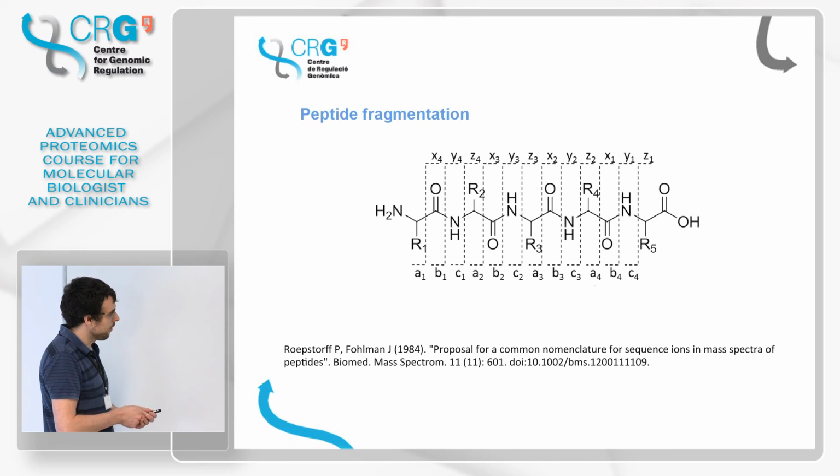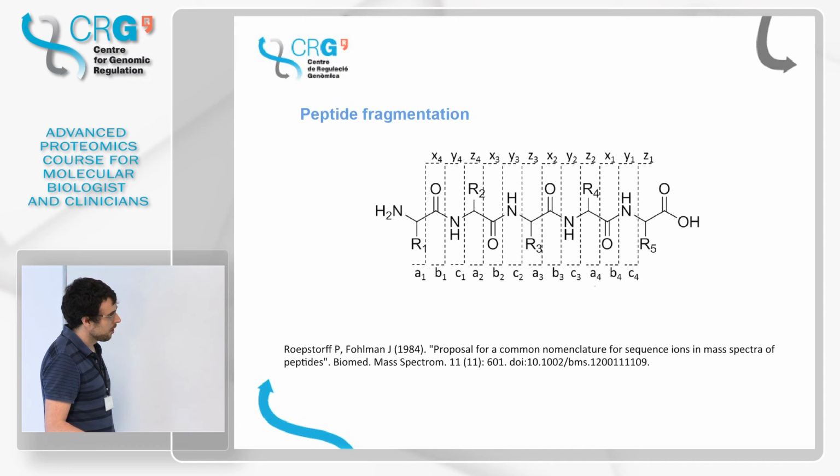Then we have A, B, and C fragments, and so on. And here we have X, Y, Z, right? Because from one amino acid to the other, it can only break in 3 different bonds. Depending on the amino acid, it gets the number, right?